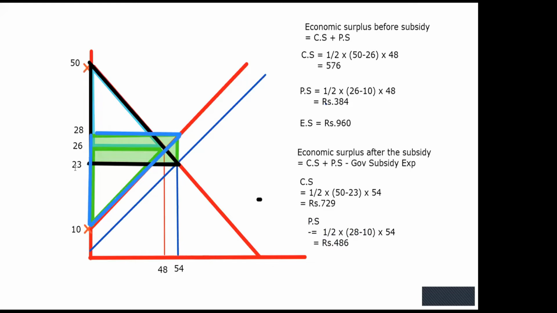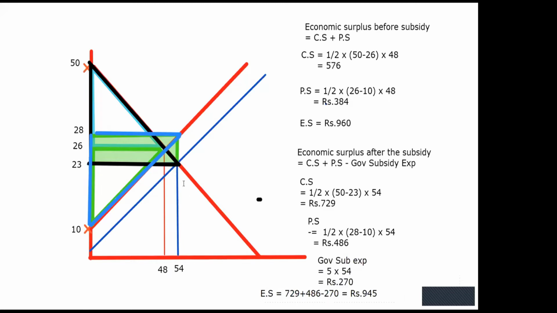They're spending a 5 rupee subsidy for 54 units. So government subsidy expenditure is equal to 5 rupees into 54. Okay, so how much do we get here? 5 into 54, we get rupees 270. So now how do you find economic surplus after subsidy, guys? Economic surplus after subsidy is equal to the consumer surplus 729 plus 486 minus 270. You must get rupees 945. So that is the economic surplus after.